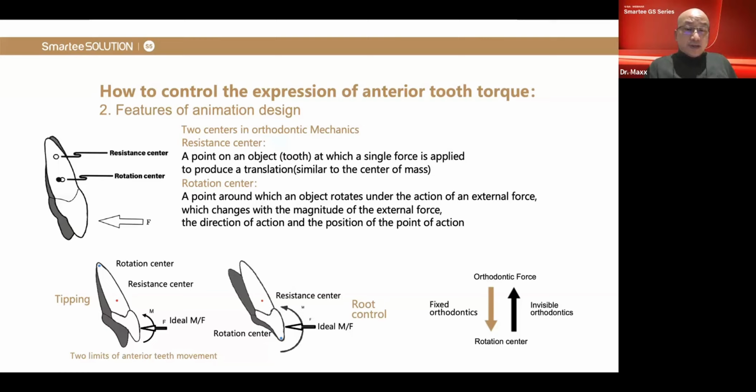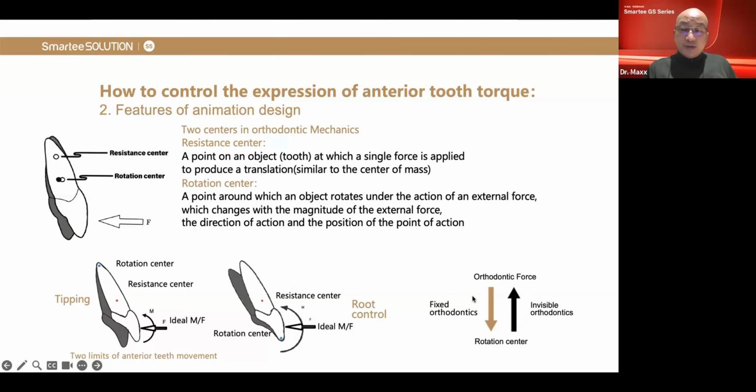Let's see another 2 limits of anterior teeth movement. One is tipping, totally tipping. When we put the rotation center at the root apex, there's totally tipping. And if we put the rotation center at the edge of the crown, it becomes totally root control. We achieve those 2 limits quite differently in braces and aligners.